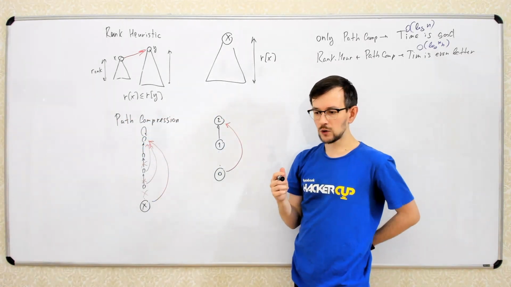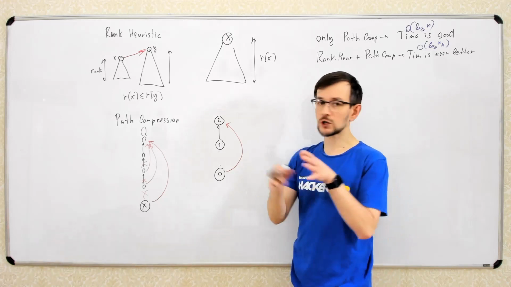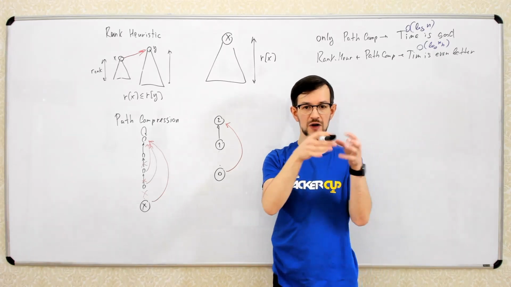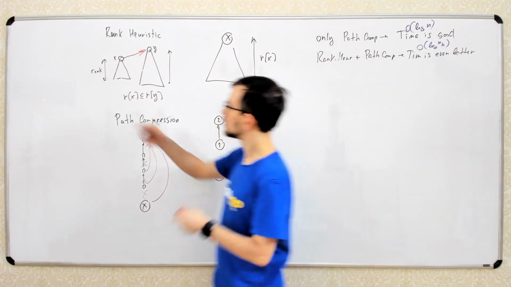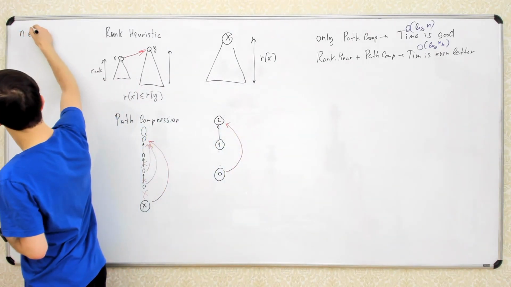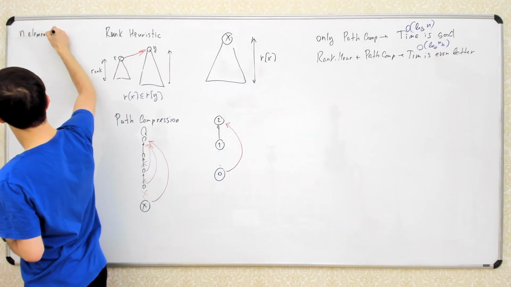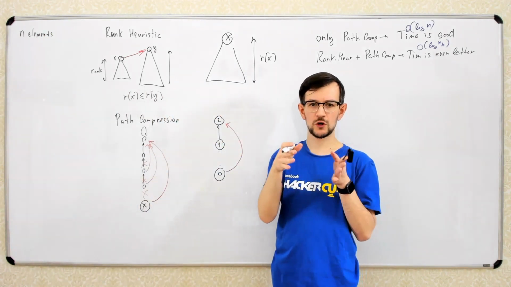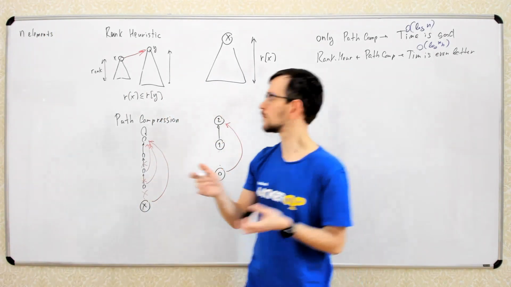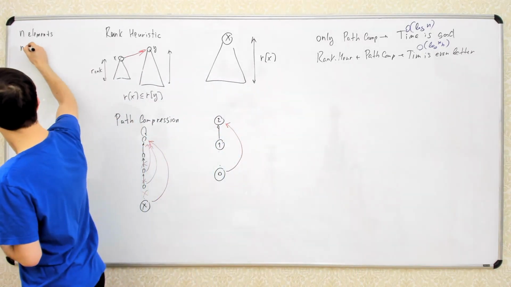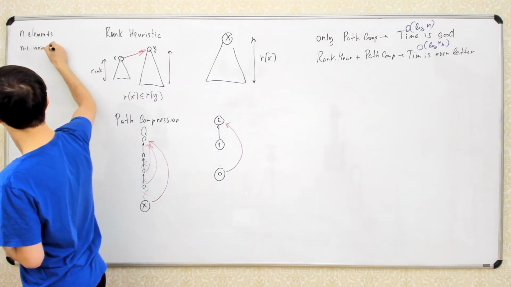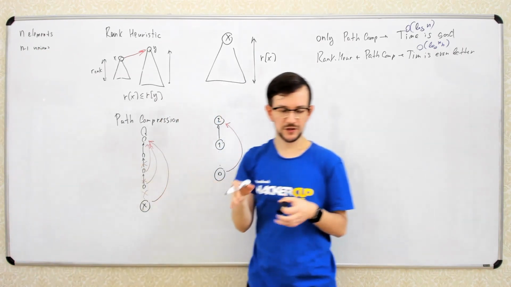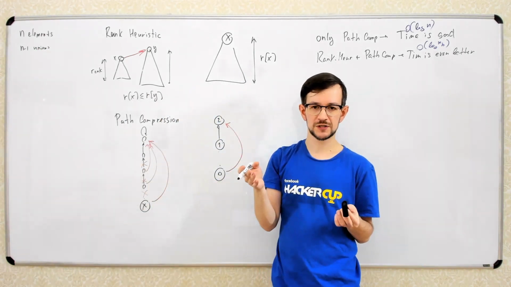First, I will calculate only the total time. So what happens? You have n elements and you apply m operations, but the number of union operations is always n minus 1, yeah? You have n minus 1 unions. So the number of union operations is always the same.